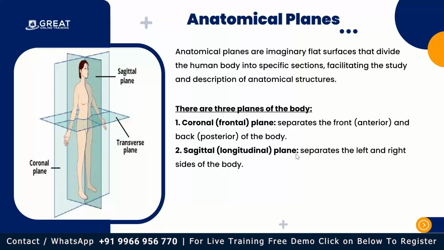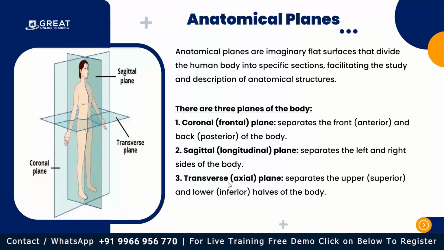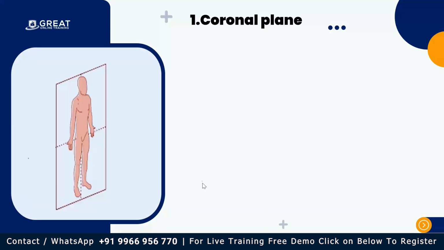Sagittal means longitudinal plane. Sagittal plane is also known as longitudinal, like this. Okay. It separates the left and right side of the body. Left and right side of the body are separated by the sagittal plane, whereas front and back side of the body are separated by the coronal or frontal plane. And the third plane is the transverse or axial plane, which separates the upper or superior and lower or inferior halves of the body. Okay, upper and lower are separated by the transverse plane, whereas right and left are separated by the sagittal plane, and back and front are separated by coronal.